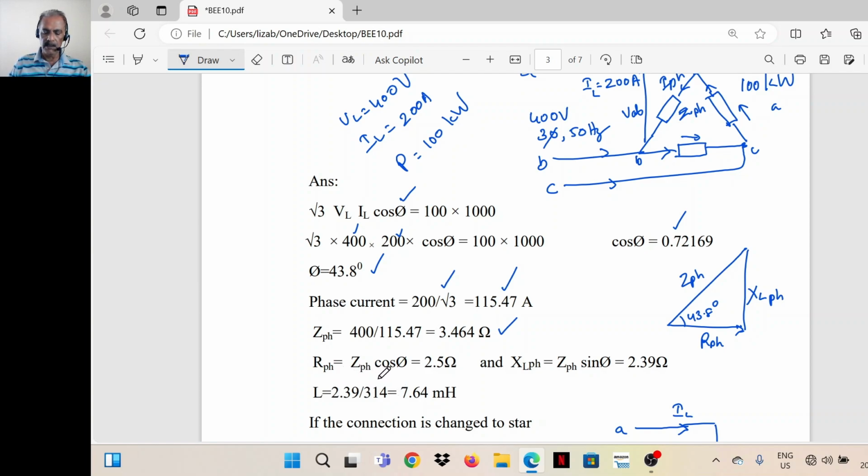R phase is equal to Z phase into cos phi, that is 3.464 into 0.72169, that is 2.5 ohm. XL is equal to Z phase into sin phi, 3.464 into sin 43.8, which will give you XL phase. It's equal to 2.39. So R is equal to 2.5 ohm and XL is equal to 2.39 ohm.